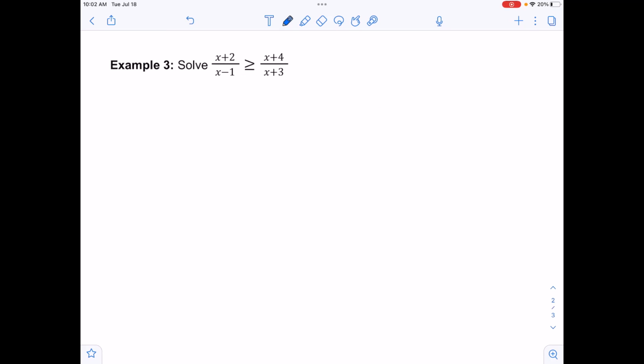Okay, let's do question 3 now. This will be our last one to really highlight the fact that you cannot cross multiply. You may be very comfortable with cross multiplication, but you cannot cross multiply over an inequality. We're going to rearrange and move everything from the right-hand side over to the left-hand side.